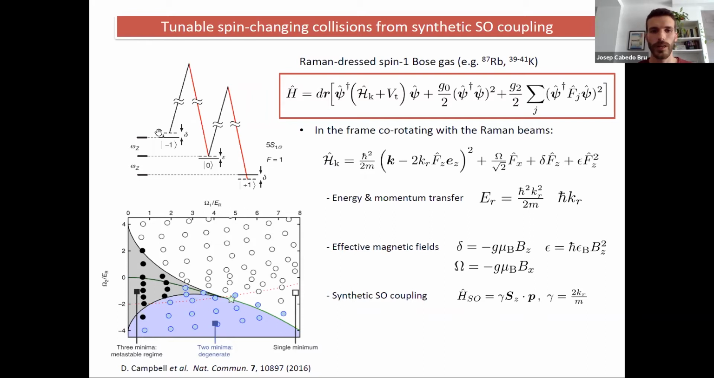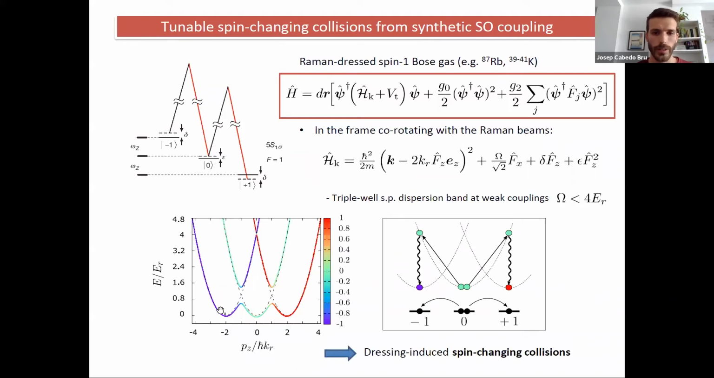Here, we have three states instead of two, so the phase diagram is richer in the sense that we can distinguish three regions in which we have a single minimum, two minima, and a three minima regime. And also we have an additional term, which is this effective quadratic Zeeman term that is analogous to what we've seen with the spinor gas. So we will be interested in this region here of the parameter space, that is the weakly coupled regime, where the system has this nearly degenerate three minima structure.